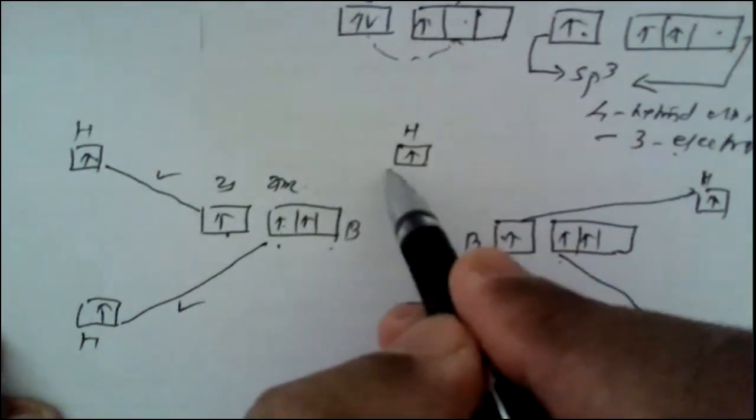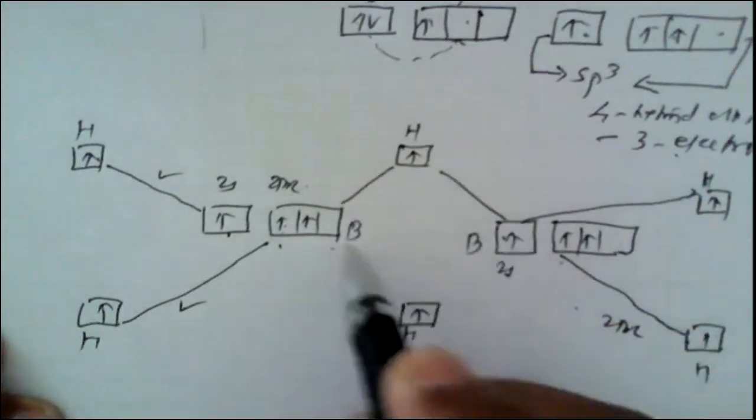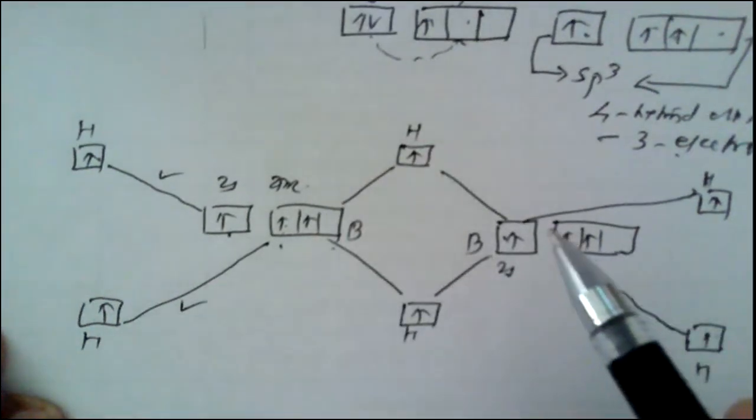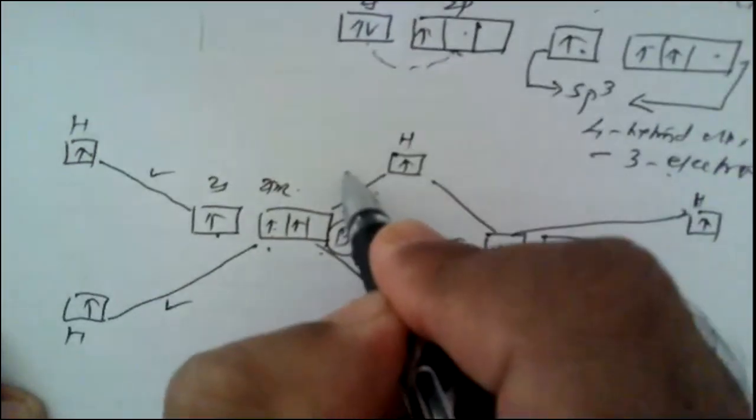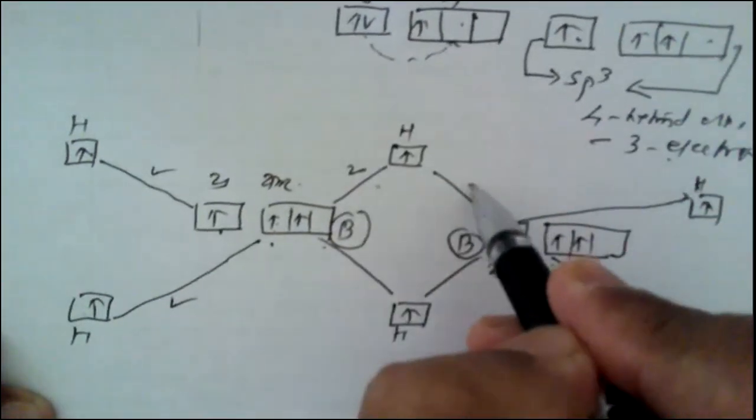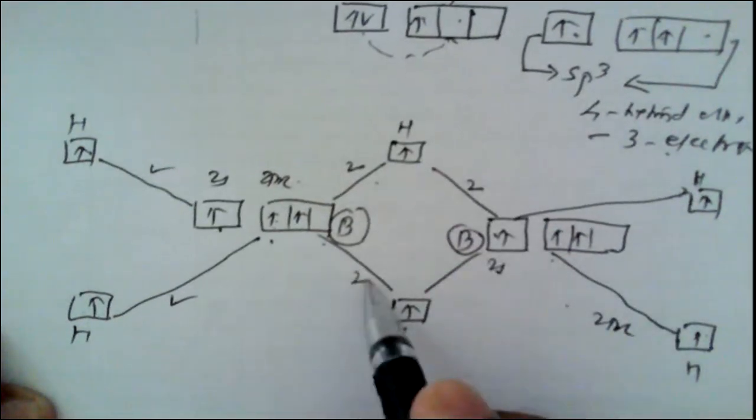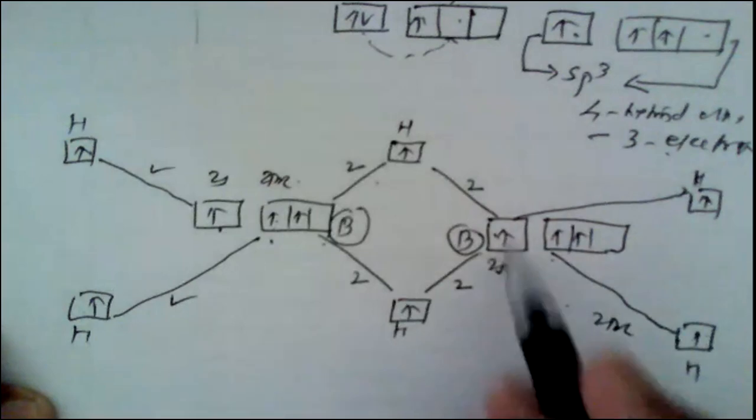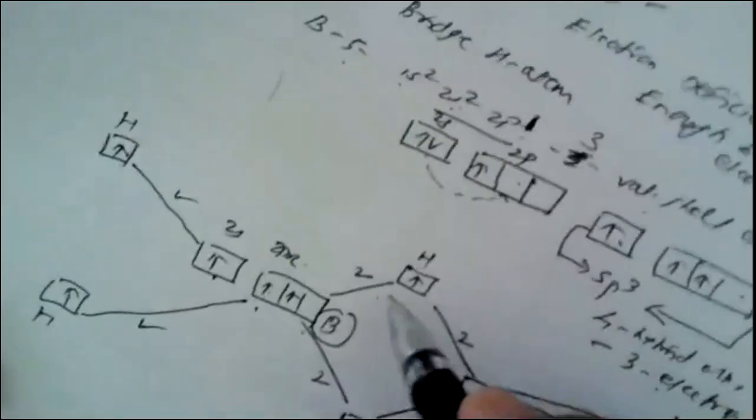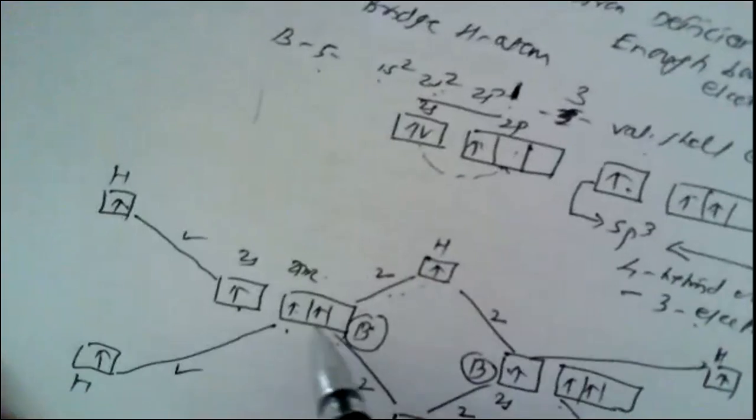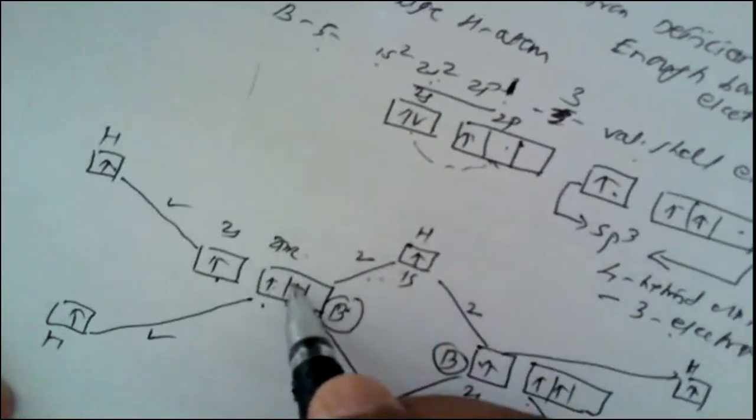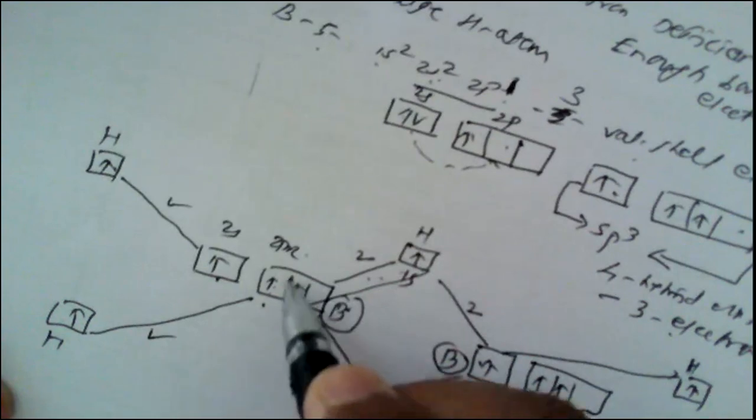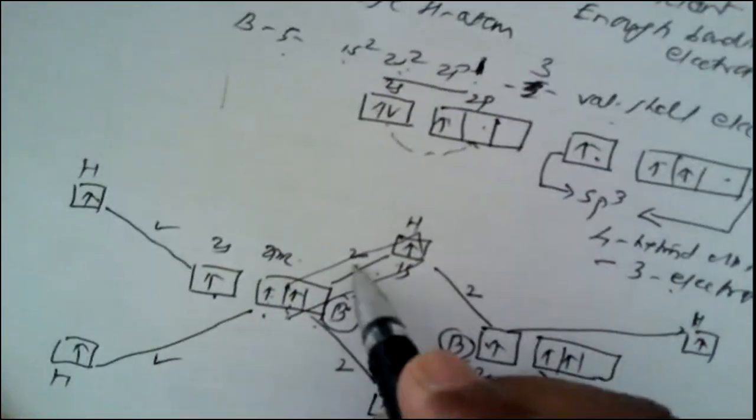Now here there are 1, 2, 3, and 4 bonds to be produced by these boron atoms. To produce this bond, 2 electrons are required. To produce this bond, 2 electrons are required. Again 2 electrons and 2 electrons. So the total number of electrons required is 8. Consider this bond between boron and hydrogen. Here, this electron of boron is not used up, and this is the 1s electron of hydrogen. So they overlap and they can form this bond.